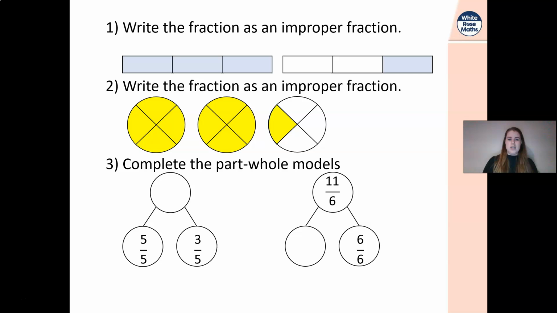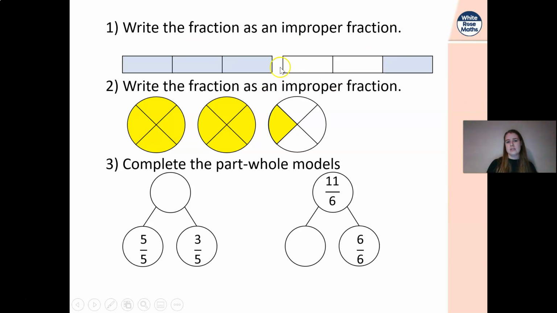So what I would like you to do for these questions here is have a go at writing the improper fractions. So this is recapping our work that we did yesterday. Again, pause the video, give yourself 5 minutes and see if you can answer these questions. Off you go.